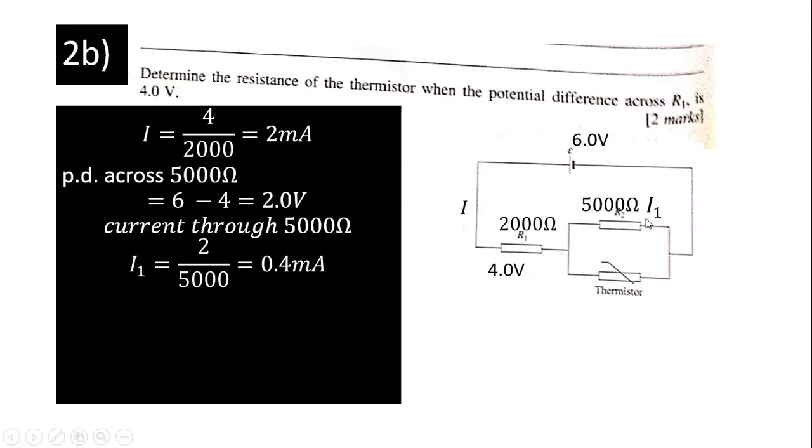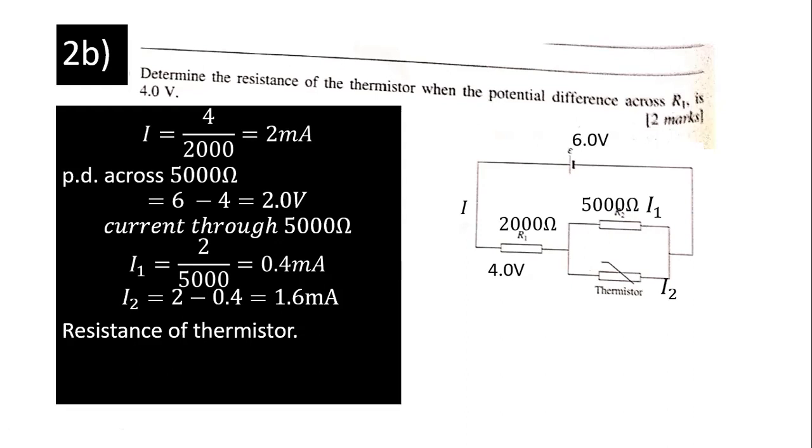You know this current, I1. You can find the current through the thermistor, I2. I2 is just your I minus I1, 2 minus 0.4, 1.6. Then you know the potential difference across here is 2 volt. Then V divided by I, you get the resistance of the thermistor. 2 divided by your current. Okay.